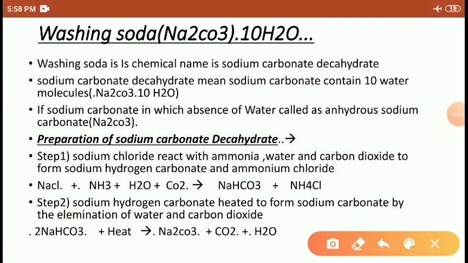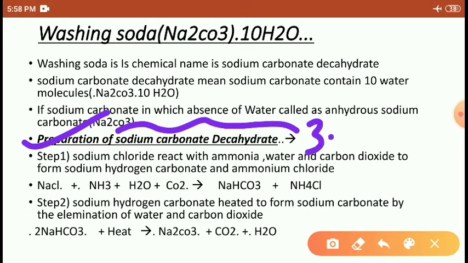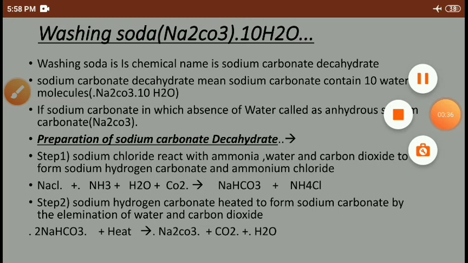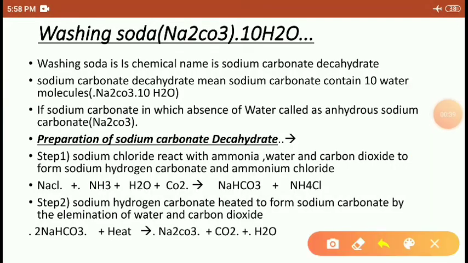Preparation of sodium carbonate, or you may say sodium carbonate decahydrate. Here in this reaction we are using 3 steps. Step 1, sodium chloride reacts with ammonia, water, carbon dioxide. 4 species react with each other to form sodium bicarbonate, or you may say sodium hydrogen carbonate, and ammonium chloride. Right, students? Understood?